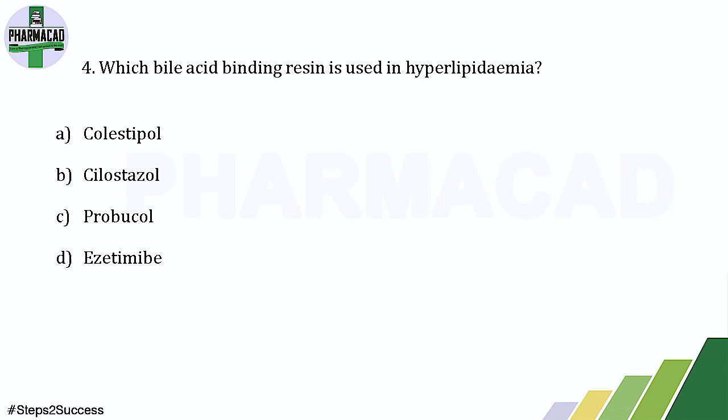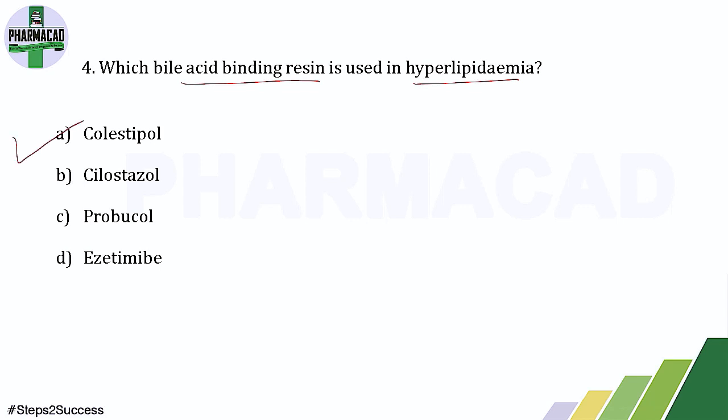Next question, which bile acid binding resin is used in hyperlipidemia? For this you need to know the classification for antihyperlipidemics. The options here are cholestyramine, cilostazol, probucol and ezetimibe. A bile acid binding resin they are asking. The correct option here is cholestyramine.